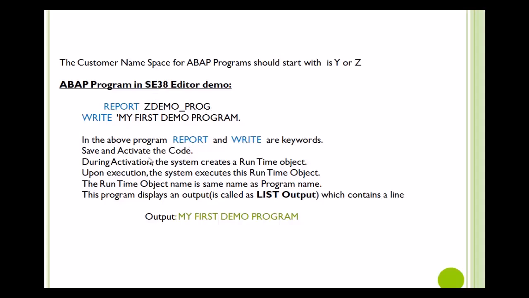So this is called, just now we have done, report is a keyword, and after that a dot, then the write statement. Write and report are the keywords in your code, which we just explored. Save and activate the code.